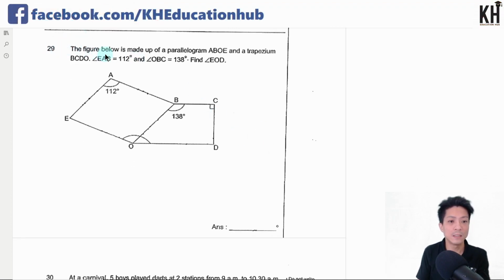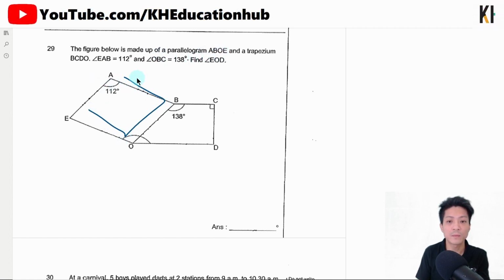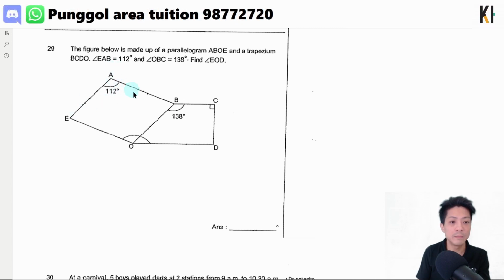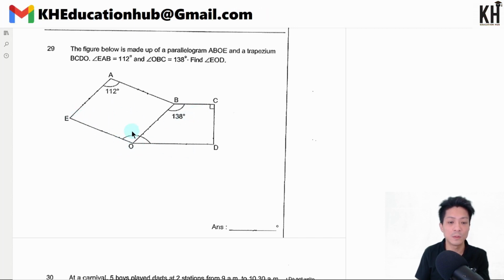Okay, question 29. The figure below is made up of a parallelogram ABOE and the trapezium BCDO. Angle EAB is 112, angle OBC is 138. I need to find what is angle EOD, which is here.